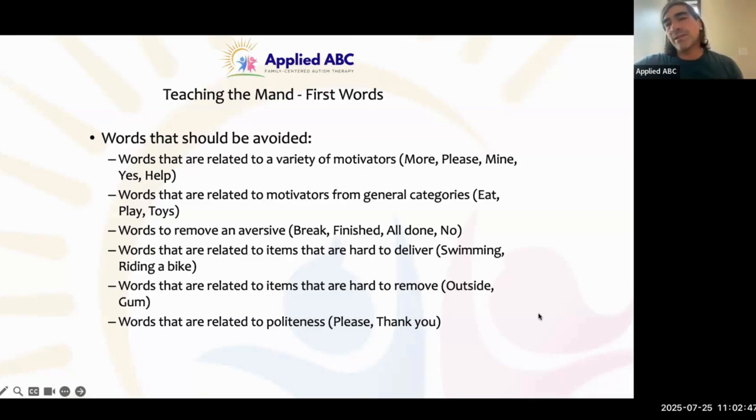And words that are related to politeness: please and thank you. We don't start with please and thank you because those are, while very nice and appreciated in society, basically superfluous. That's on top. That's not a first word.